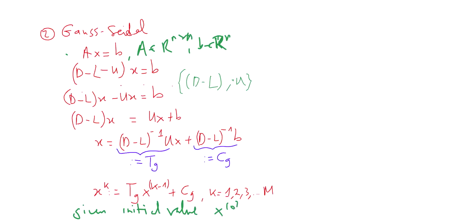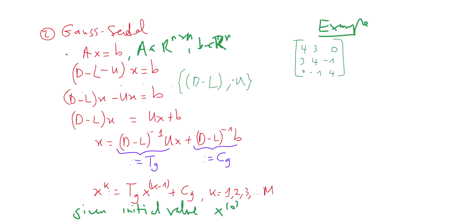So again, if we want to take the same example as we did in the previous case, then we'll see that we now have the matrix 4, 3, 0; 3, 4, minus 1; 0, minus 1, 4. Then if we want to do the splits, again we have D, L and U.